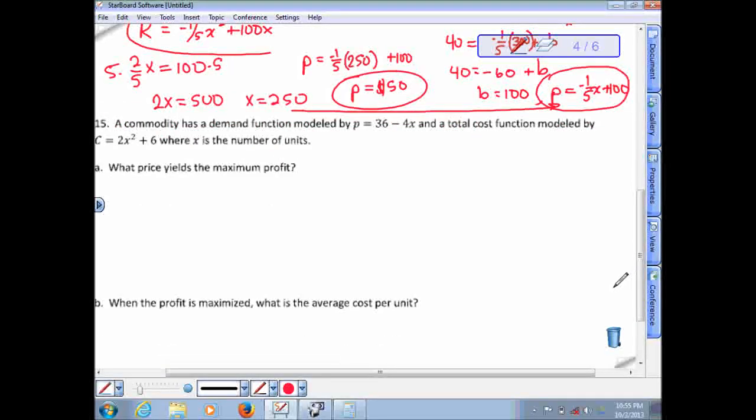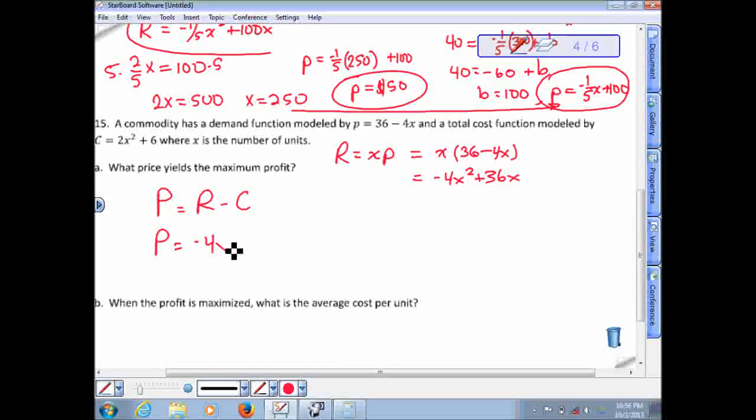Now, question 15, a little bit easier because the price function has been provided for us. The cost function is there. What price yields the maximum profit? Now, this is an uppercase P. Profit is equal to revenue minus cost. Now, revenue is equal to x times the price. We're here, so that's equal to x times 36 minus 4x, which is -4x squared plus 36x. So the profit is equal to -4x squared plus 36x minus the cost, which is 2x squared plus 6. So combining like terms, we're going to have -6x squared plus 36x minus 6.